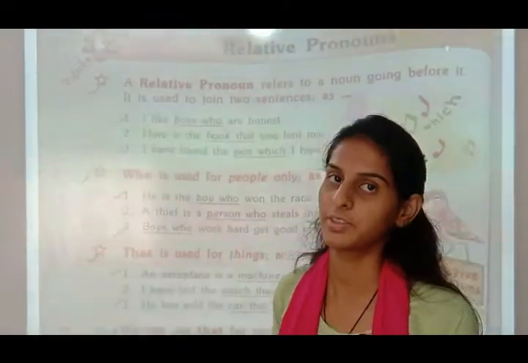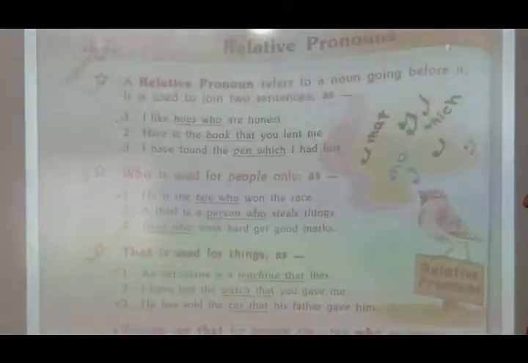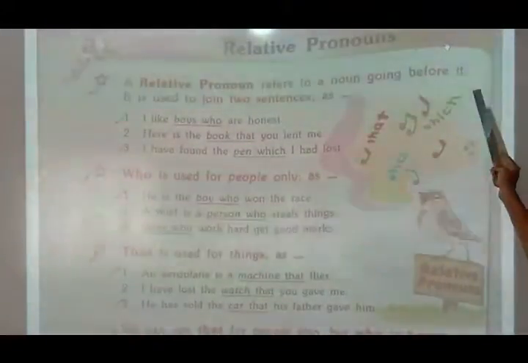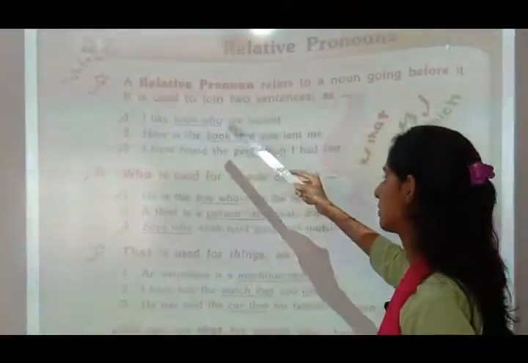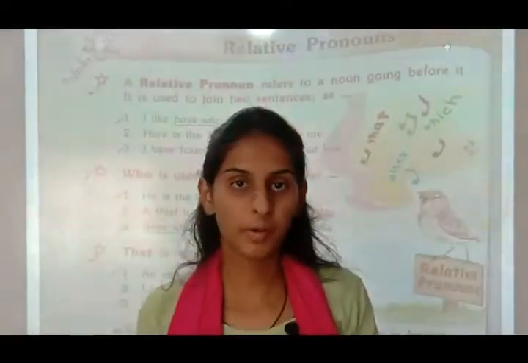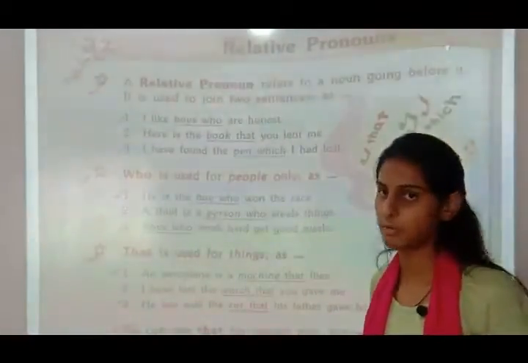Students, we are going to start with English Grammar Unit 12, Relative Pronouns. Now, a relative pronoun refers to a noun going before it. It is used to join two sentences. So, what is it telling? Relative pronouns means, indirectly you can say, the pronoun which is related to each other.